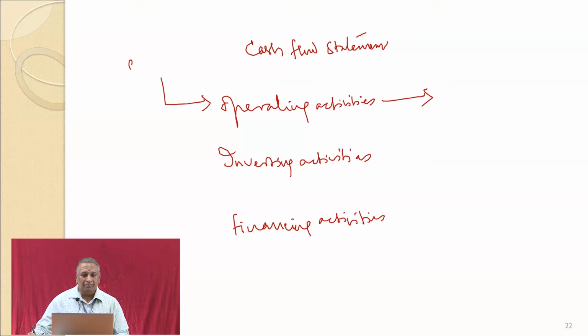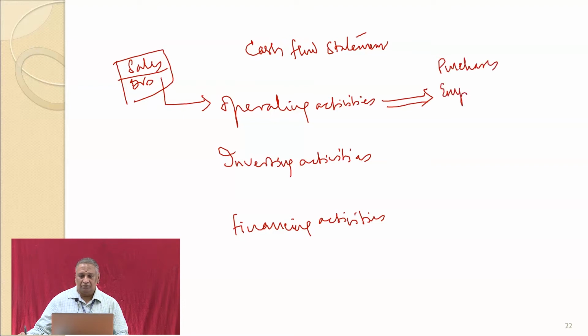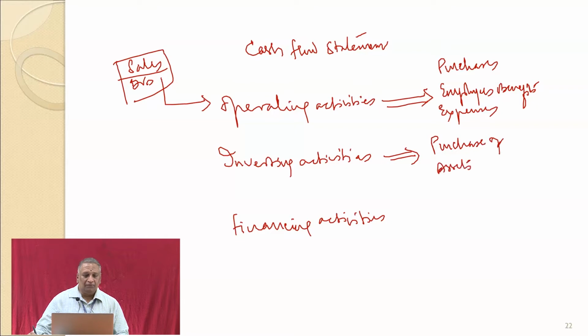In case of operating, from sales and from debtors, whatever cash received is the primary source of cash inflow, and cash can flow out because of your payments towards purchases and employee benefits and other expenses. And in case of investing activities, cash can flow out, cash outflow due to purchase of assets and investments.